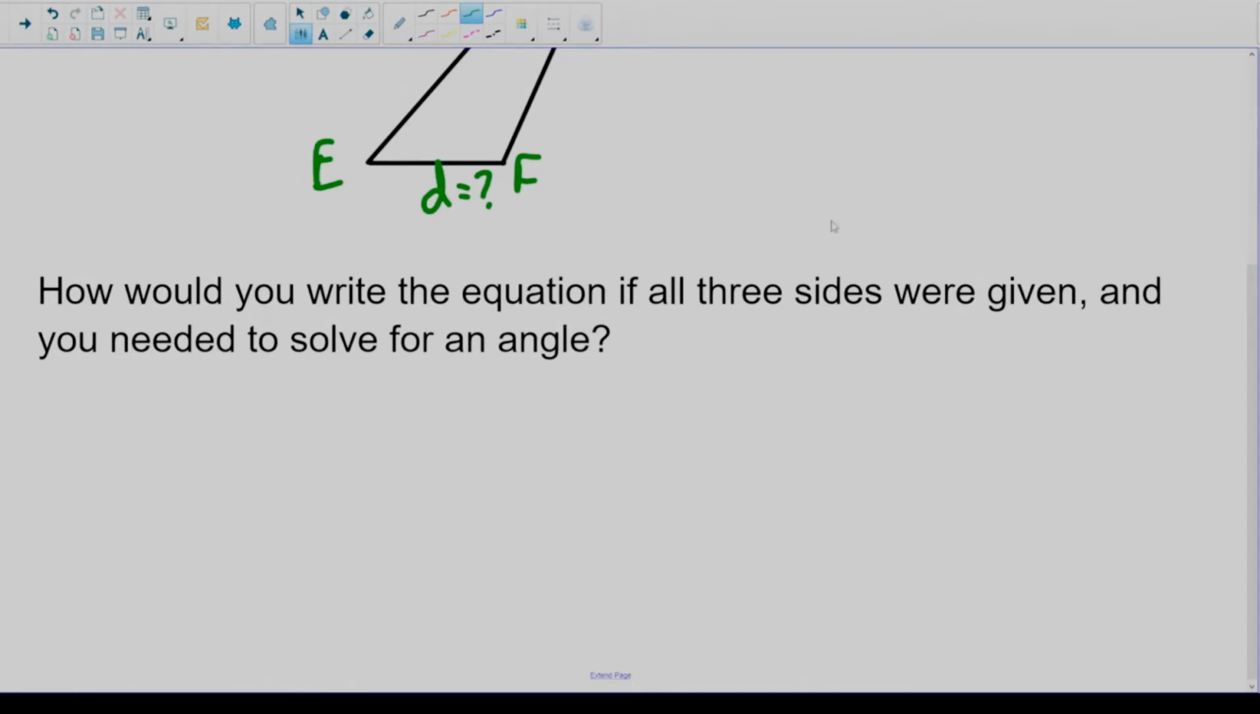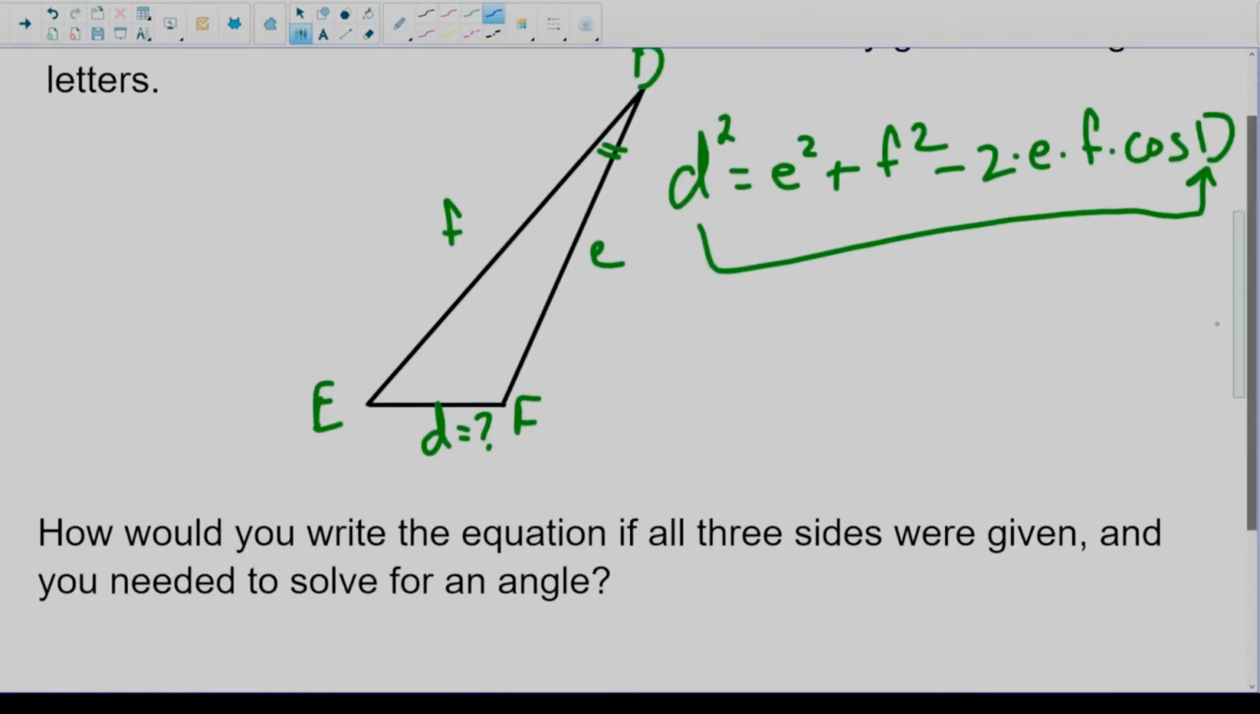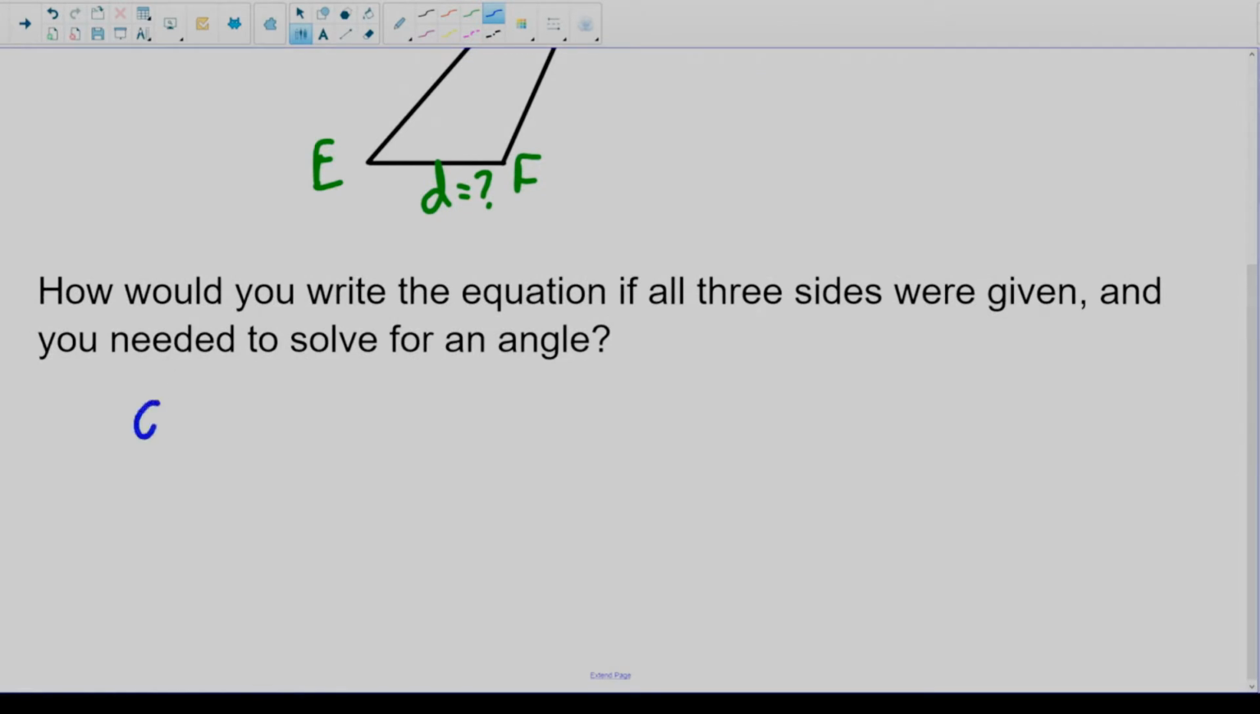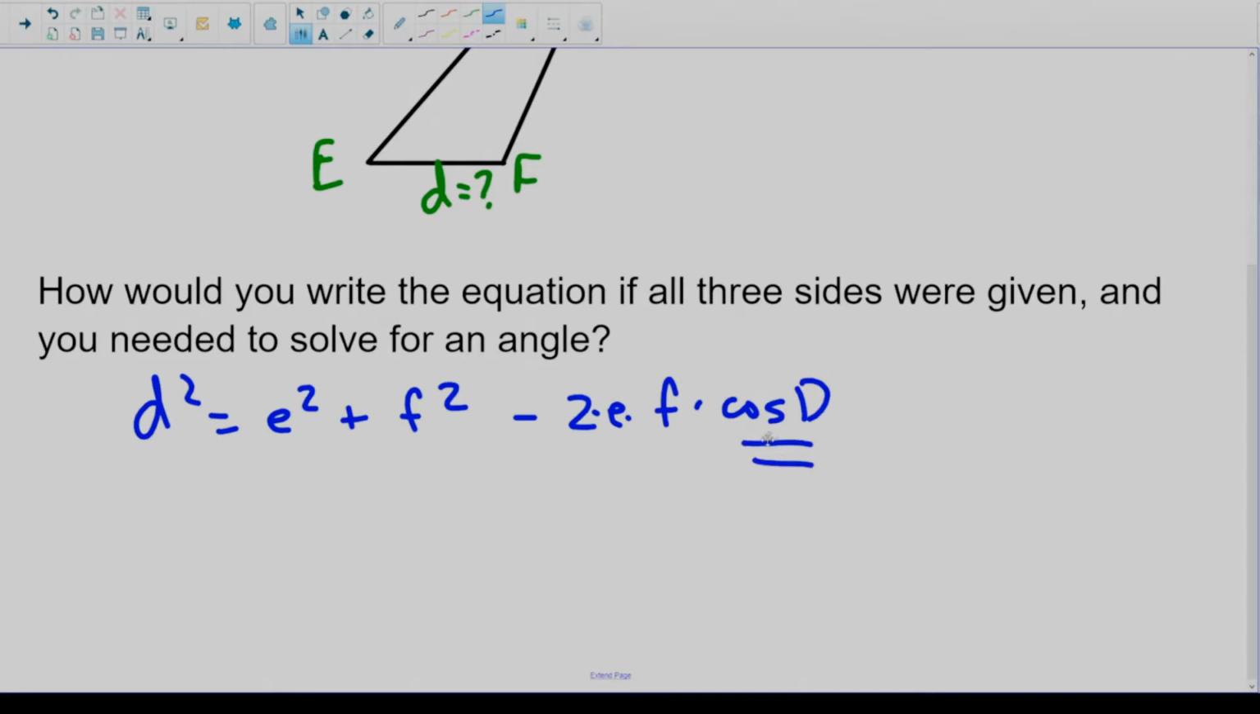So let's say I was giving you a cosine law equation. So d squared is equal to e squared plus f squared minus 2ef cosine d. If I was asking you to find an angle d, let's say you were given enough information to find angle d, you'd have to isolate cosine d in this equation to get angle d all by itself.